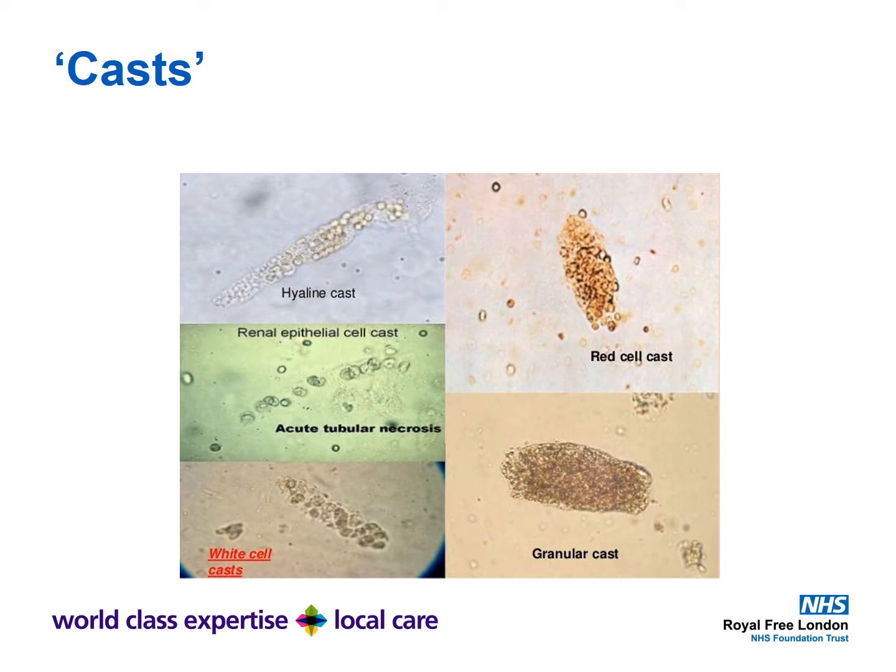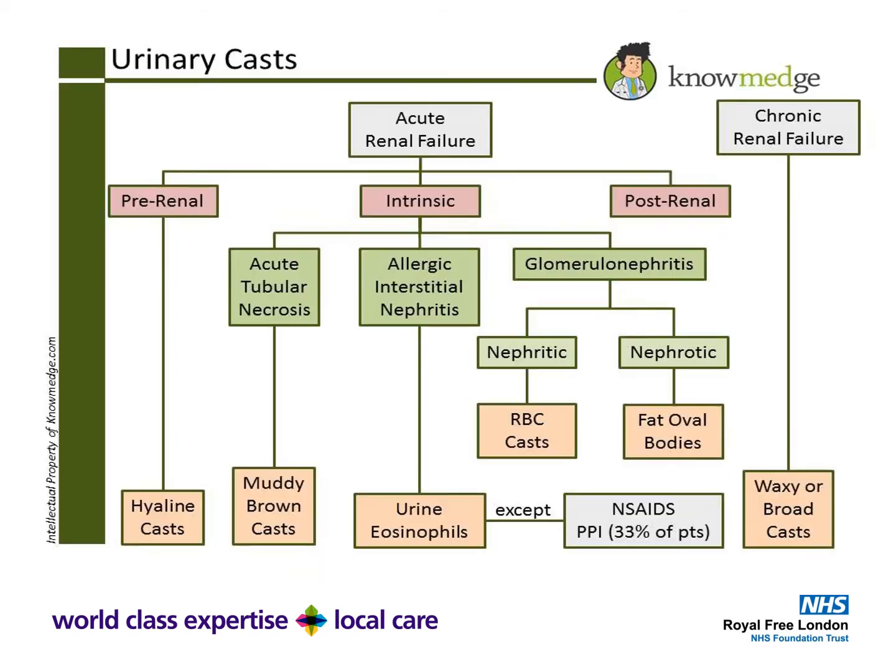So this is a pictorial diagram of the different types of cast cells that could be seen in a patient's urine. When we're analysing urinary casts, you want to basically classify those into pre-renal, intrinsic and post-renal, and then you can see the different types of casts that you might see in each type.